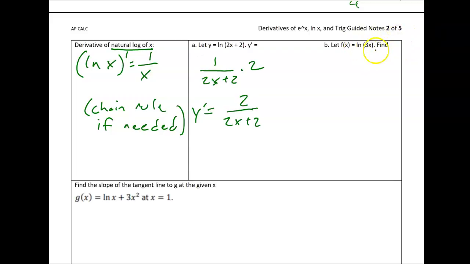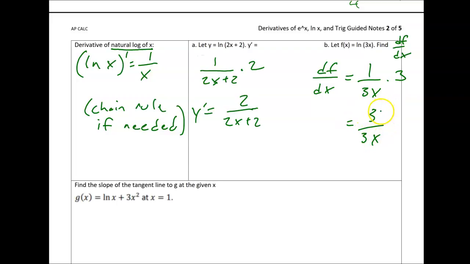Here f of x is the natural log of 3x, and I think I asked for df dx here. It got cut off on mine. That's just the derivative of f. So same rule. We're going to do 1 over what's inside and times its derivative. And that one looks like it cancels out, right? So that's a pretty easy one to simplify, just 1 over x.